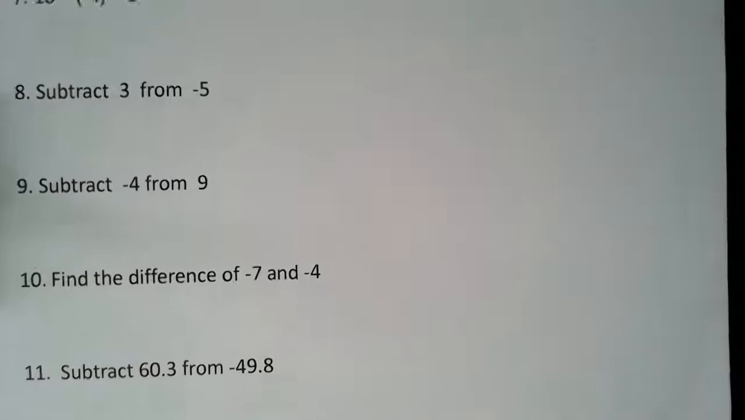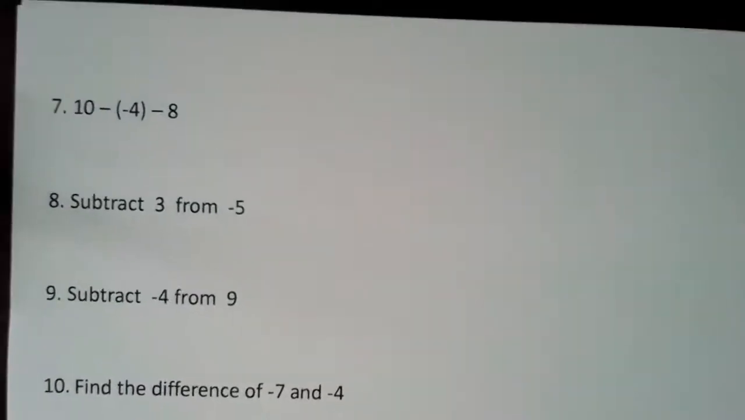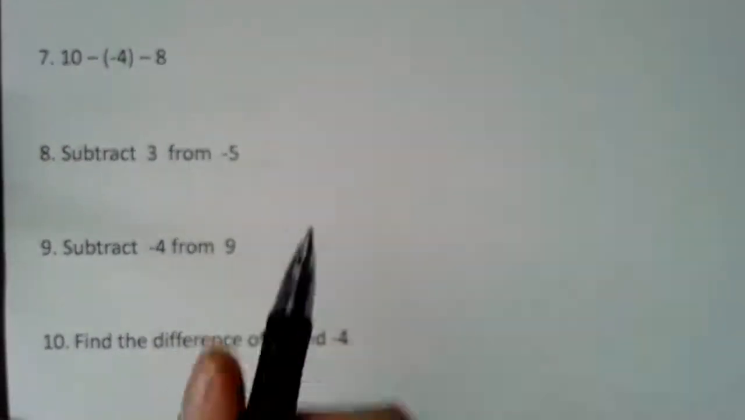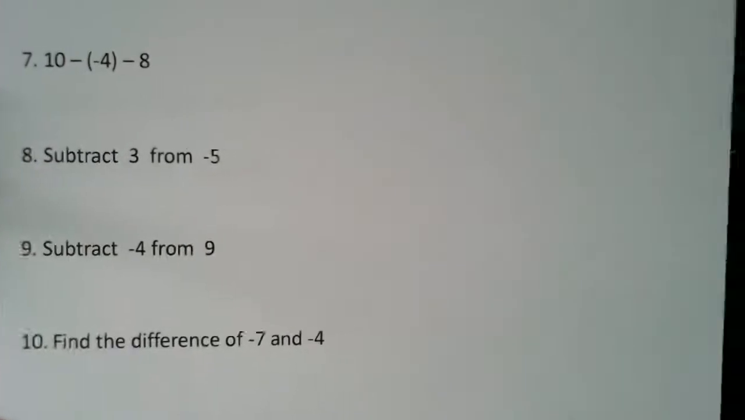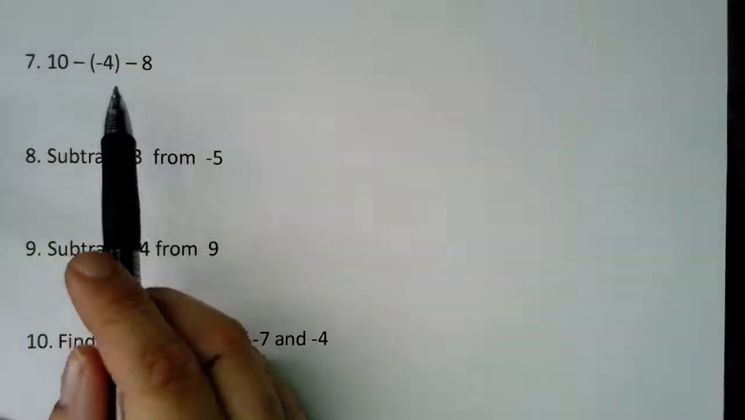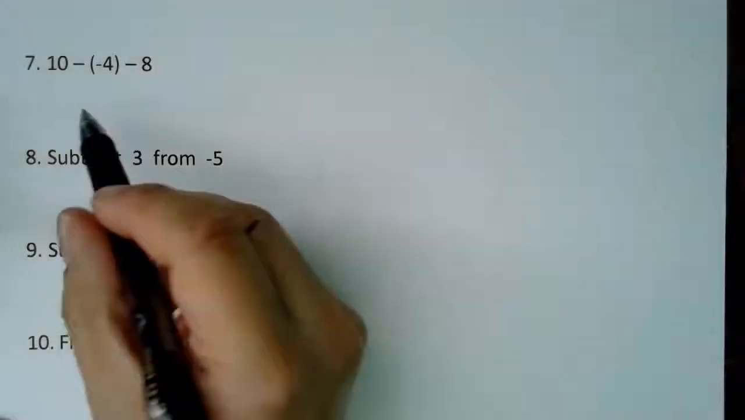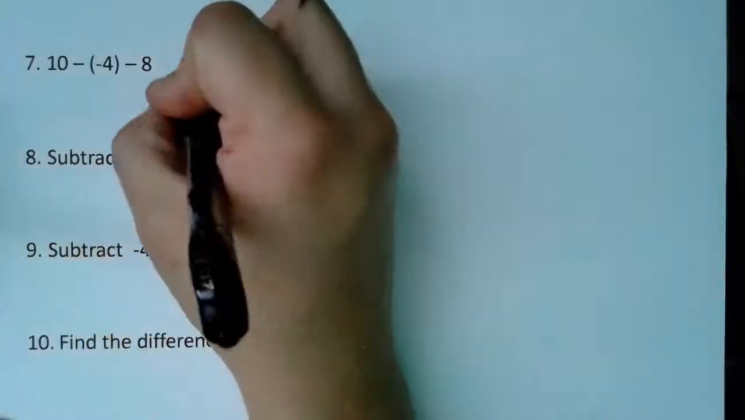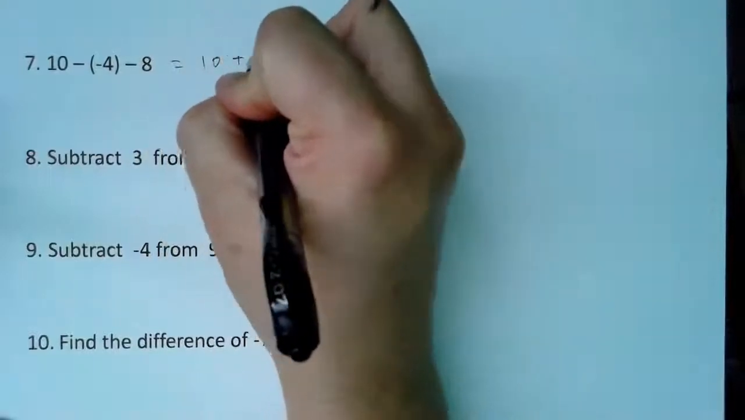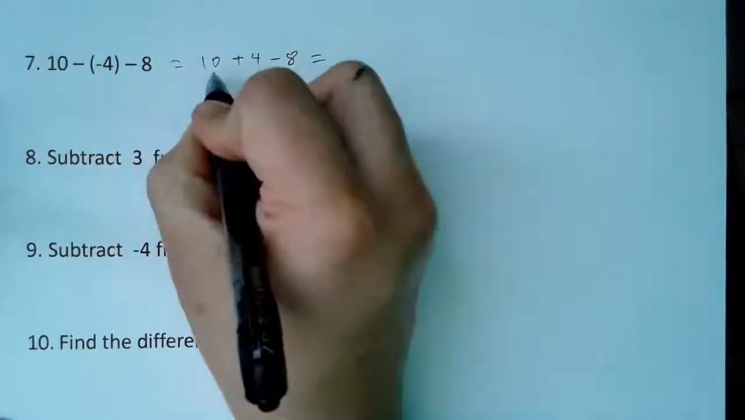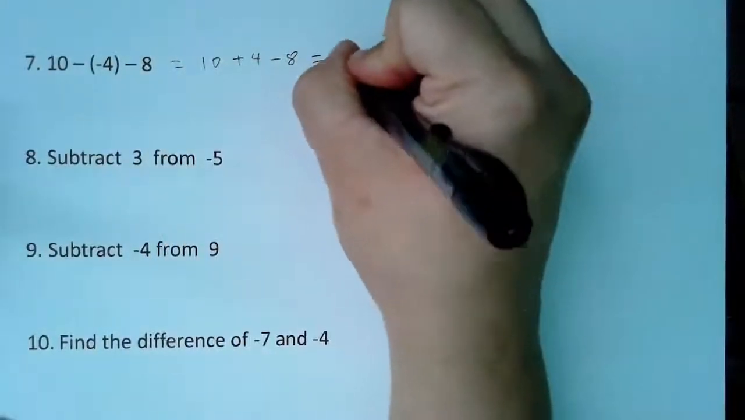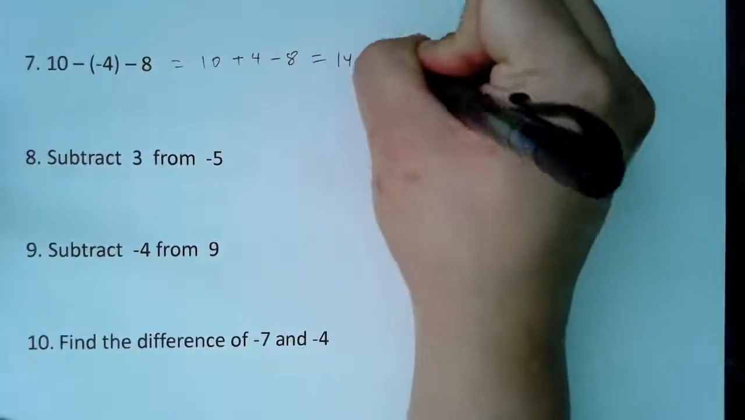All right. Let's do a couple more here. So if I'm going from left to right, here, 10 minus a negative 4 minus 8. Sorry, let me just fix this. So 10 minus a negative 4 minus 8, that's going to become 10 plus 4 minus 8. So then going from left to right, that's 14 minus 8, which is positive 6.